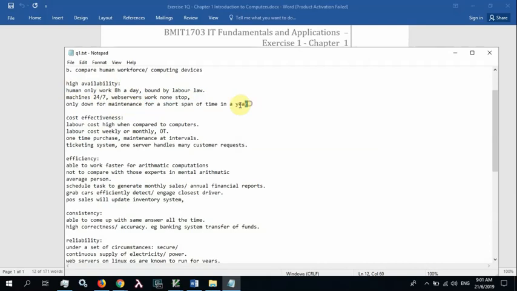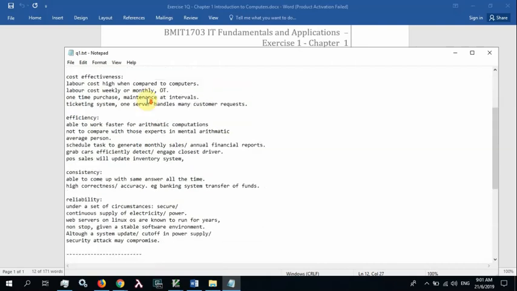a year. Some even pride themselves, some website hosting services, where they provide a service for you to put your website on their machine and they maintain the machine. They pride themselves of having very, very minimal downtime in a year even. So that tells how great the availability of machines is when you compare to human workforce, right?